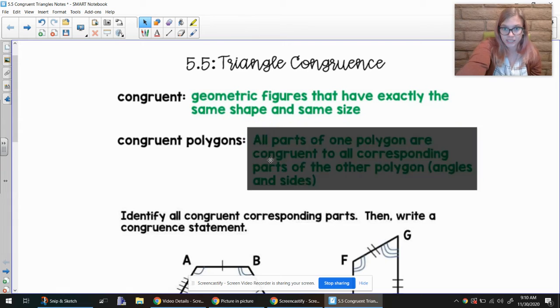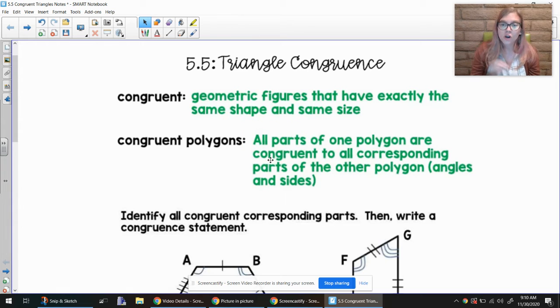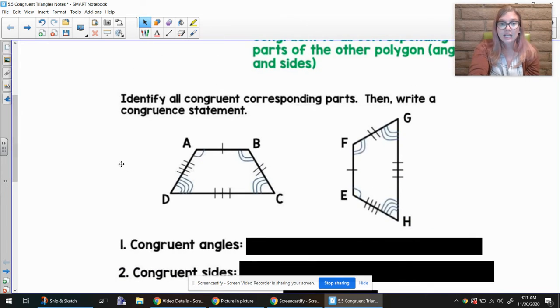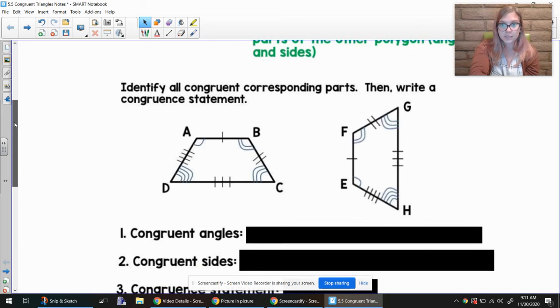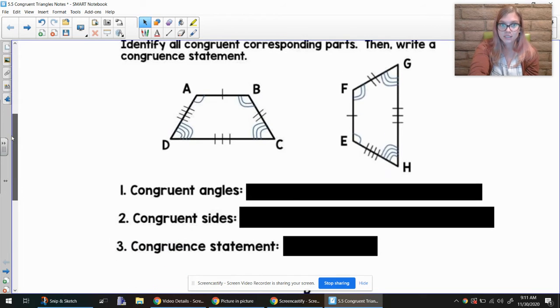For two polygons to be congruent, all parts of one polygon are congruent to all the corresponding parts of the other polygon. So all of the angles and all the same sides that correspond, that are in the same place, are congruent. So for example, in these two polygons, there's a bunch of different pieces that are congruent.